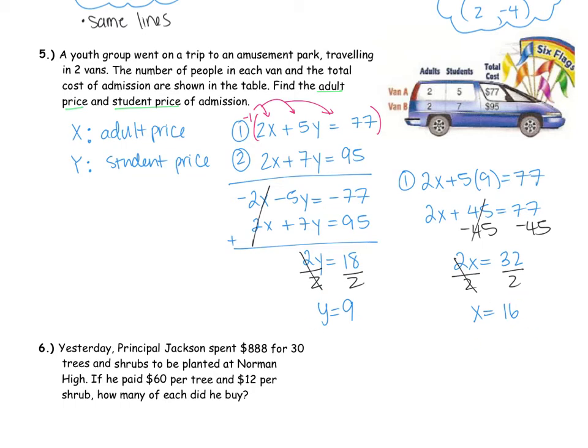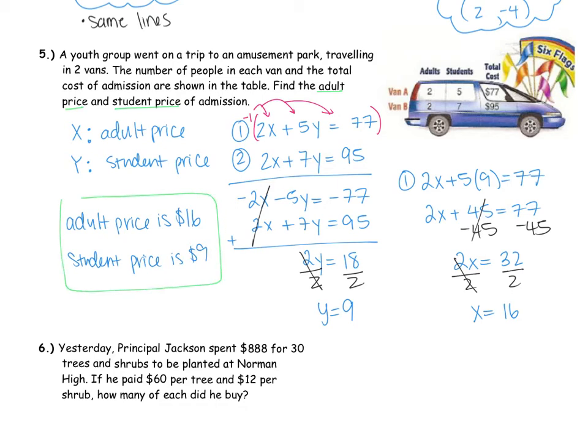So it looks like the adult price is $16, whereas the student price is $9. And so that there would be my solution. So I found the price for my tickets.